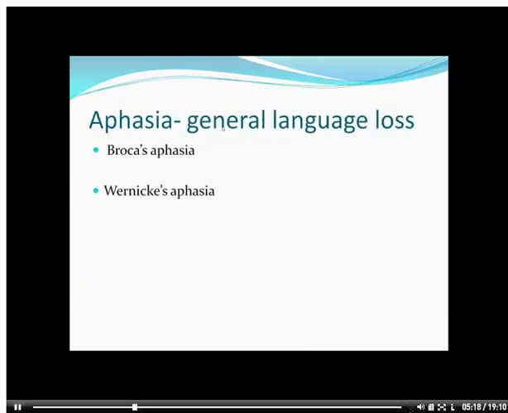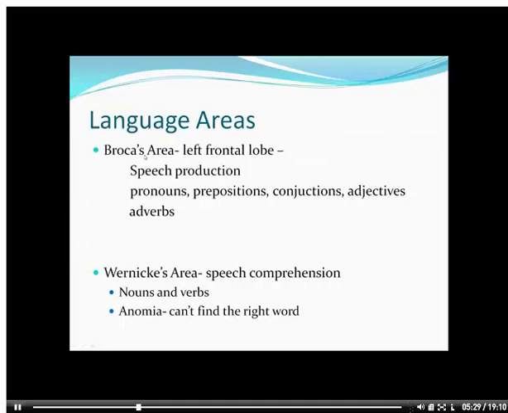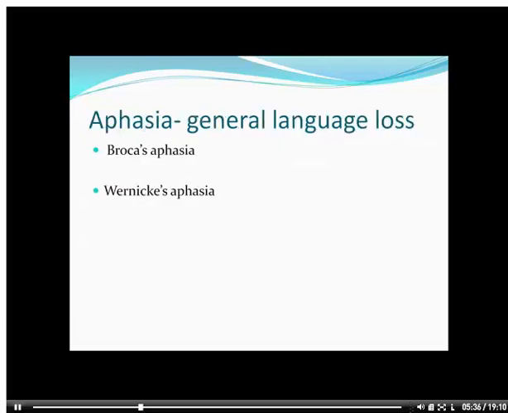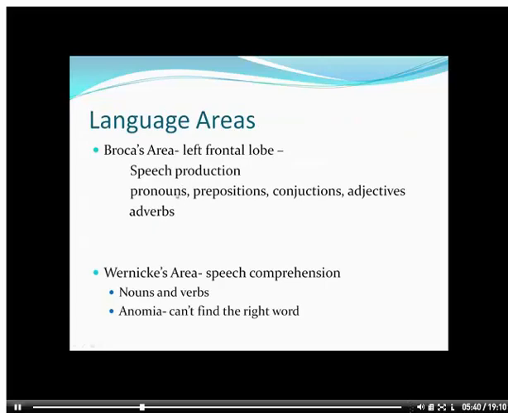So aphasia is a general language loss. So there's Broca's aphasia and Wernicke's aphasia. If you have damage to Broca's area, you lose your speech production, and you have a hard time understanding pronouns, prepositions, conjunctions, adverbs, adjectives. If you have Wernicke's aphasia, then you have difficulty comprehending speech, but you talk a lot. You'll see they talk a lot, but they don't seem to understand exactly what you're asking.